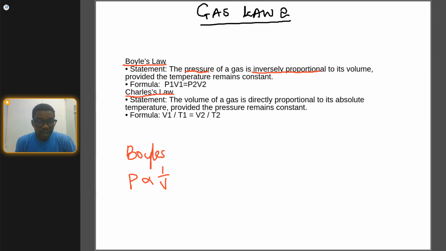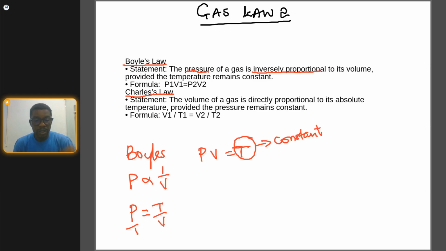Expressing this mathematically, we have P varies inversely as 1 over V, which is expressed as P equals the constant, which is T, over V. Cross multiplying, you're going to have PV equals T, provided that the constant, which is the temperature, is constant.